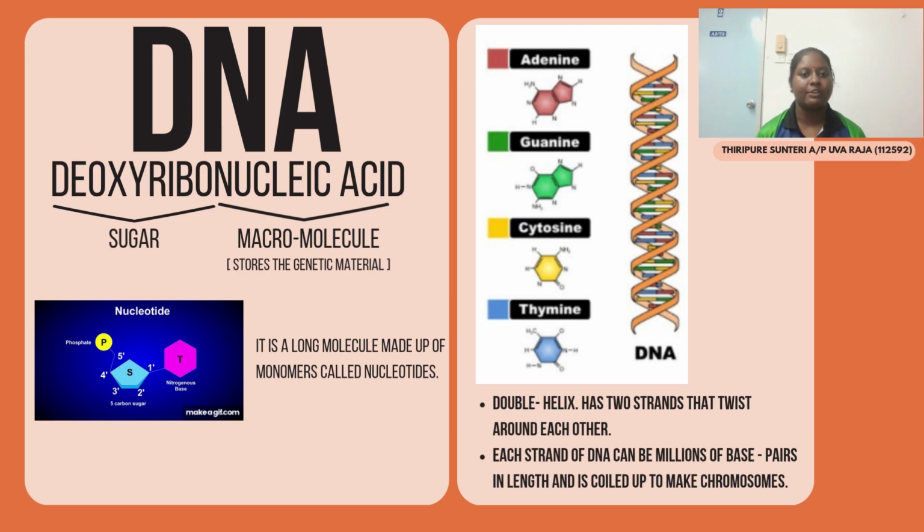DNA, also known as deoxyribonucleic acid. It contains deoxyribose sugar, phosphate and a base. It is a long molecule made up of monomers called nucleotides. In DNA we have bases such as adenine, guanine, cytosine and thymine. DNA is a double helix and it has two strands that twist around each other. Each strand of DNA can be millions of base pairs in length and is coiled up to make chromosomes.